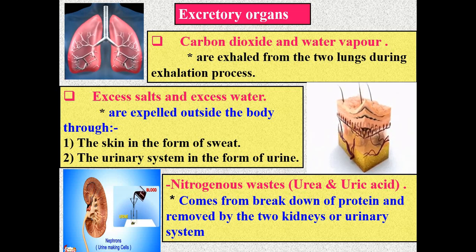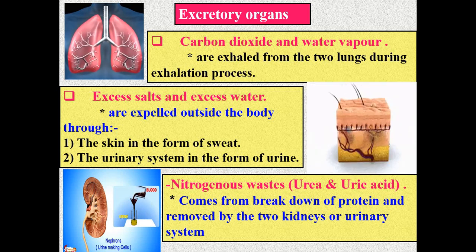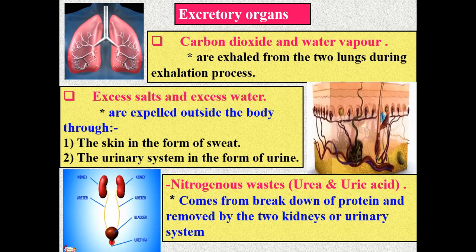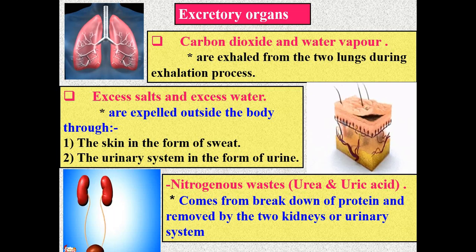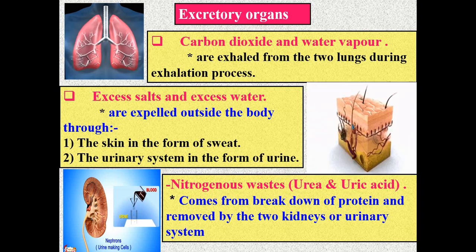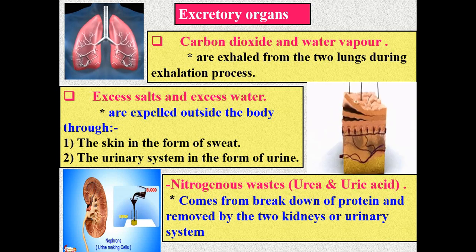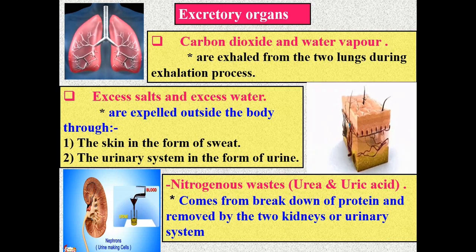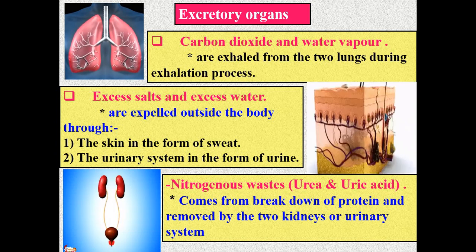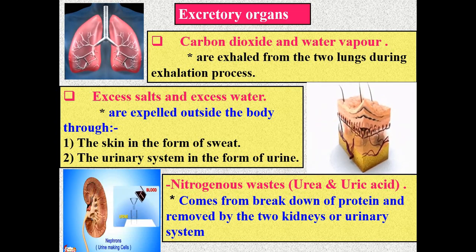So we have three organs that help us to get rid of excretory material. Number one, the lungs, which help us to get rid of carbon dioxide and water vapor. The skin and the urinary system help the body to get rid of excess salt and excess water. And the urinary system also helps the body to get rid of nitrogenous wastes like urea and uric acid, which come from the breaking down of protein.